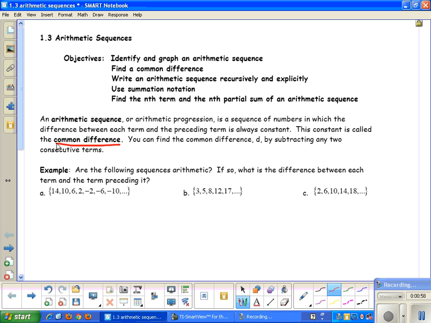So, if I look from 14 to 10, I notice that I have a common difference of -4. If I subtract 4 from 14, I get 10. And if I subtract 4 from 10, I get 6. If I keep going, all of these I am subtracting 4 to get the next term. So that means, yes, this is an arithmetic sequence, and the common difference, d, is -4.